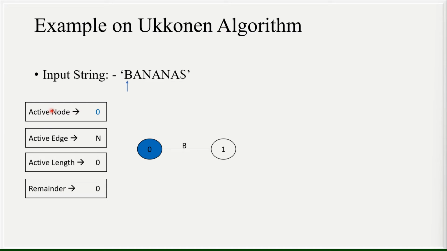The first is active node. This is the node at which we are looking, or basically the node at which we are working. The next is active edge. The active edge is the edge which we are looking at, just like the node, it is the edge on which we are working. Now, since it is the root node, we have kept it as N. Going forward, it will get changed to A, B, or N basically. Active length is the length of the characters or substrings which we are looking at. And remainder is the number of repeated characters.